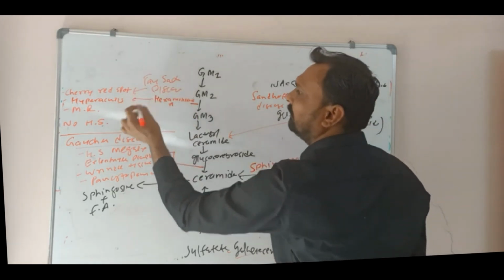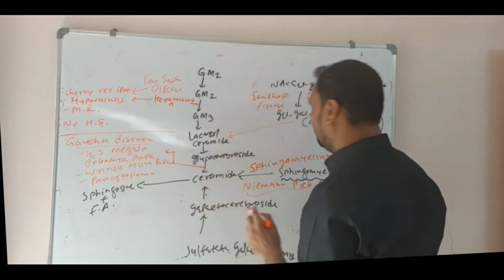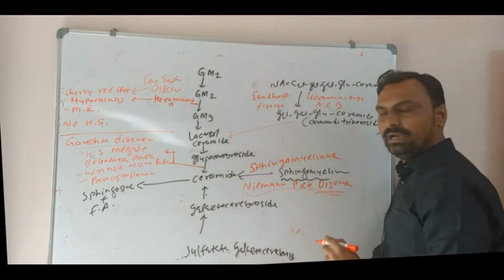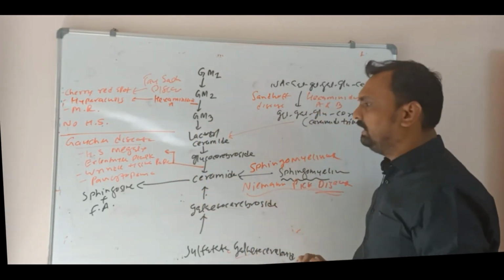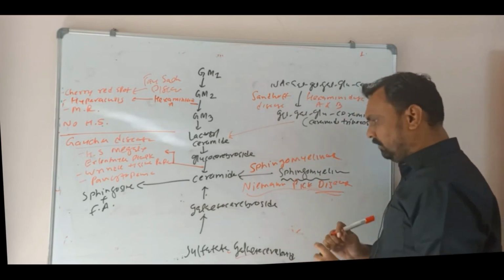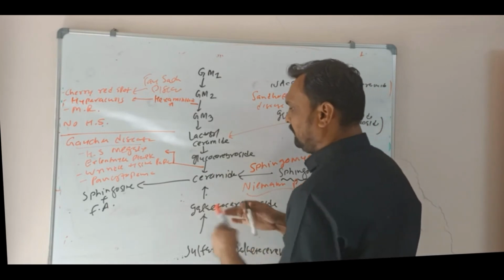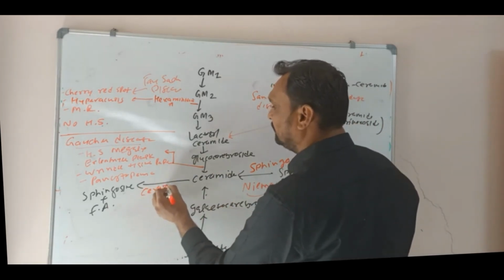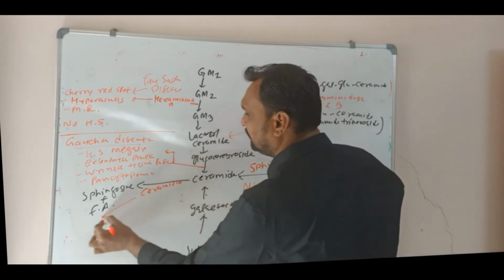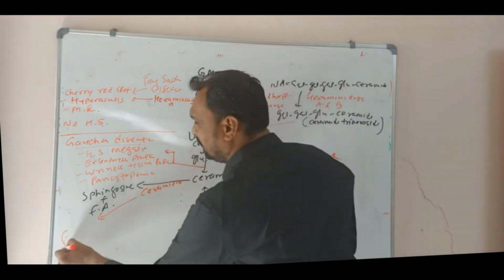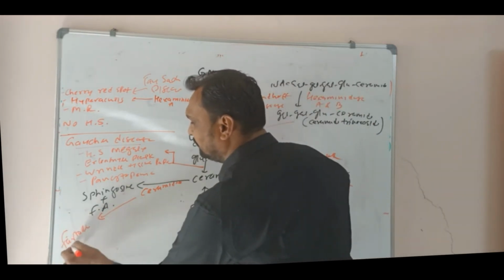Okay, so it will have a cherry red spot, hyperacusis, mental retardation, but there will be hepatosplenomegaly also in case of Niemann-Pick disease. Okay, now this ceramide is converted to sphingosine and fatty acid, the enzyme is ceramidase. If this enzyme is deficient, it will lead to Farber's disease.